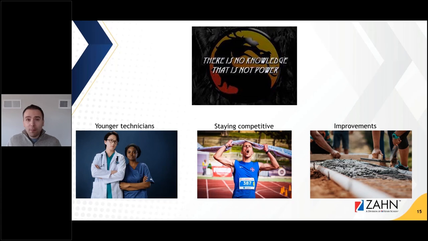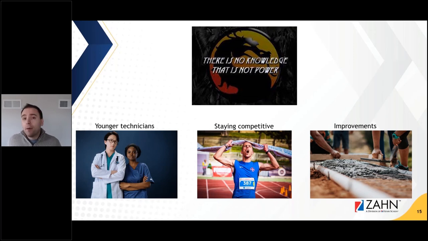And so training them allows younger technicians to take all that knowledge and actually make improvements on the process. If they don't have the fundamentals, they'll never be able to make improvements and make the product better, more efficient, and give really good positive feedback on how to make it better in the future.